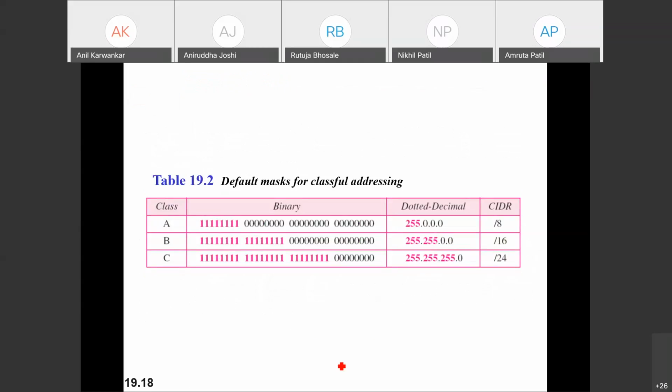Just remember that for class A, 1 byte defines the net ID and the remaining 3 bytes define the host ID. In the case of class B, the first 2 bytes define the net ID and the remaining 2 bytes define the host ID. In case of class C, the first 3 bytes define the network ID and only 1 byte defines the host ID.